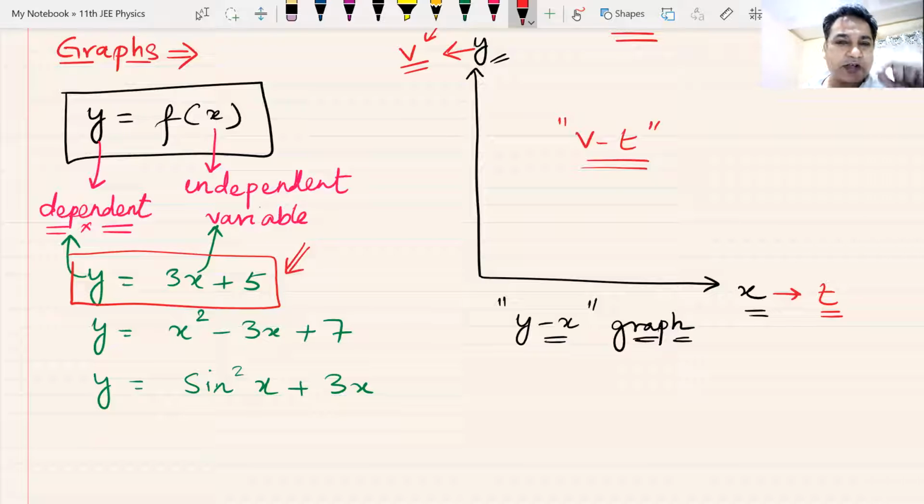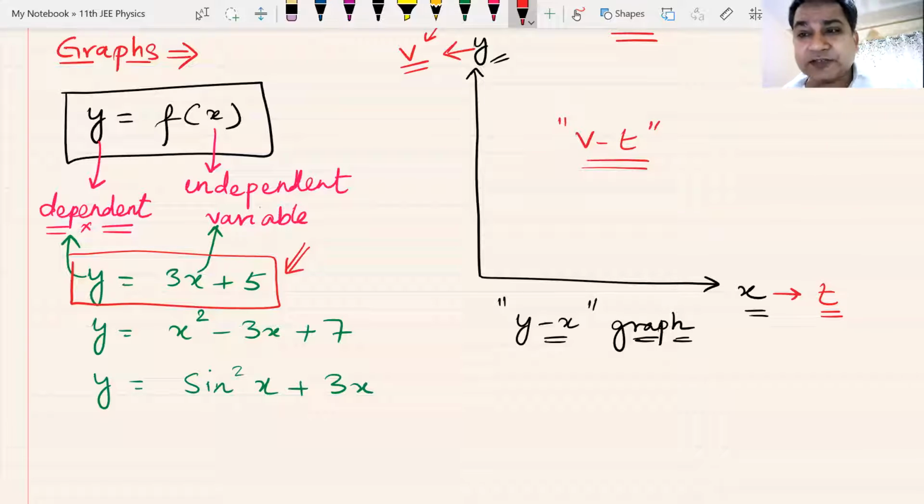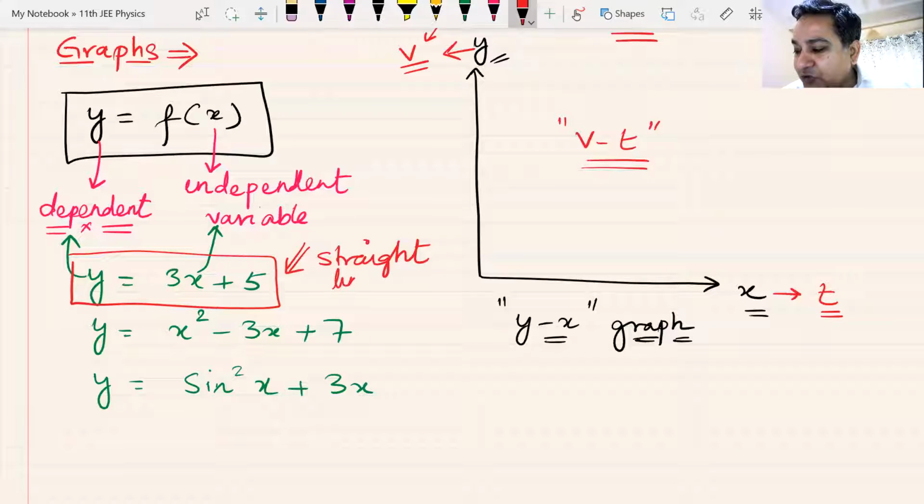What type of graph is this? Which type of curve? What type of geometrical figure will y is equal to 3x plus 5 give us? Yes, Santosh. Yes, Anna. Yes, Anjali. Great. It will give a straight line graph, which is the simplest form of a graph. Do we understand this?